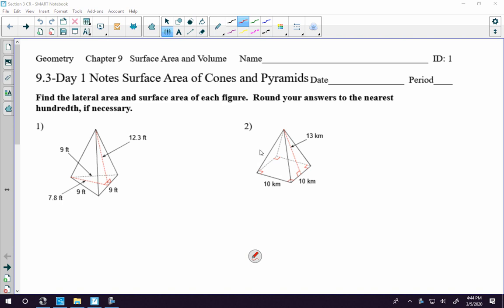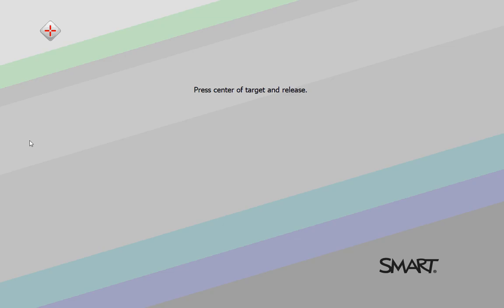So when we're finding the surface area of a pyramid, looking at number 1, sorry for a second, we need to orientate the board. Just give me 1 second here. My apologies.